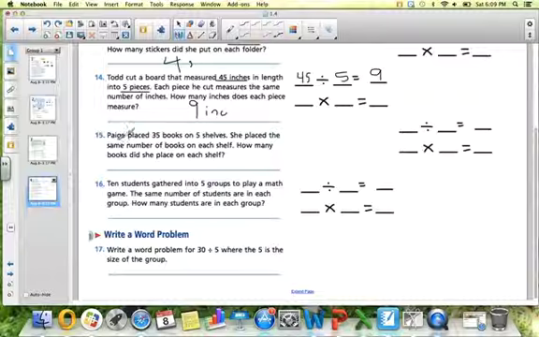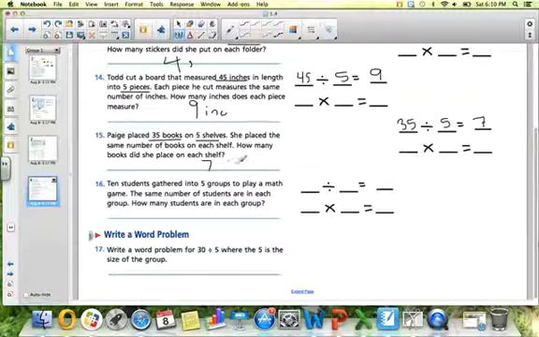Number 15. Paige placed 35 books on 5 shelves. She placed the same number of books on each shelf. How many books did she place on each shelf? So we have 35 books and 5 shelves. So 35 is our product. 5 is one of our factors. So 5, 10, 15, 20, 25, 30, 35. 7 fingers up, boys and girls. So we have 7. All right, now pause it.